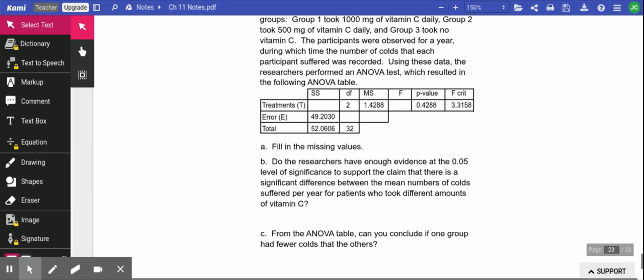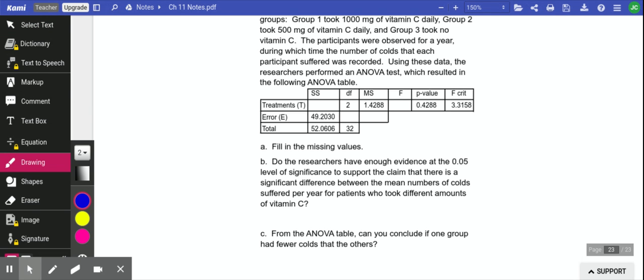So I want to go ahead and write the null and alternative hypothesis just so that we have that to reference as we're talking about this. Our null hypothesis is that the people that got a lot of vitamin C, the people that got some vitamin C, and the people that got no vitamin C, their mean number of colds were all the same. And then our alternative hypothesis is that at least one mean differs.